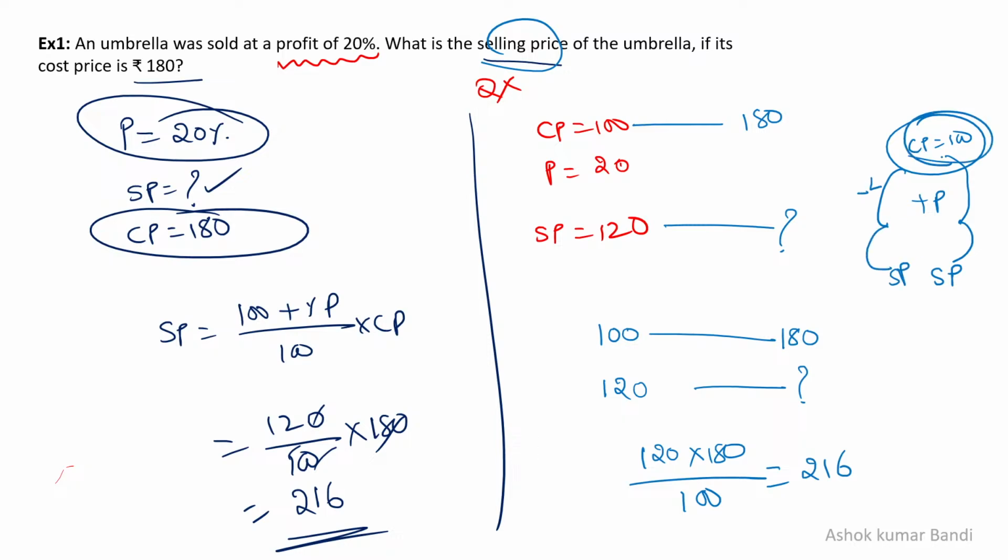If you know CP, compare with CP. If you know SP, compare with SP. For example, in my case, I know CP. So what is the CP here? 100. But what is the original CP? 180. What do I want to find out? SP. But what is SP in my case? 120. So if 100 equals 180, then what will happen to 120? Just do the cross multiplication, you will get the same answer. If you are getting the profit, add it to CP. If you are getting the loss, subtract it from CP.